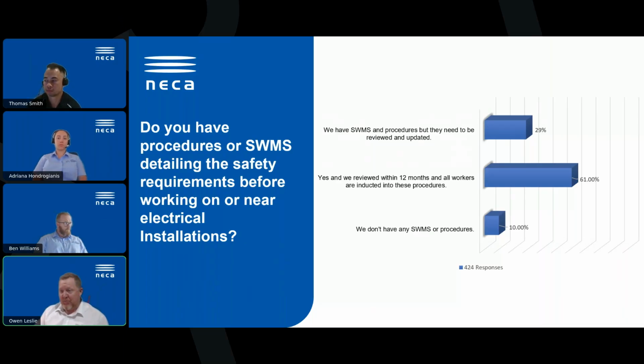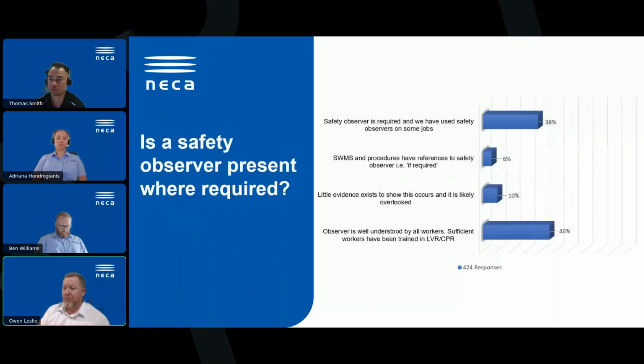But that's all electrical work for working on or near electrical installations, which by law requires a safe work method statement. So therefore, 10% of the businesses we're looking at don't have that at all. So there are gaps in those businesses there as well.